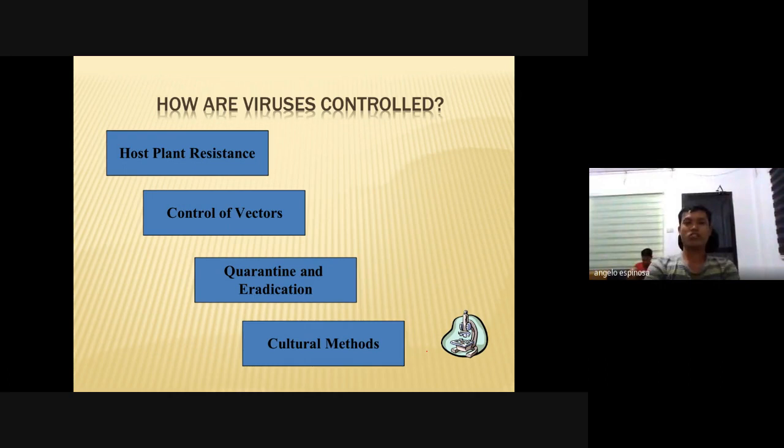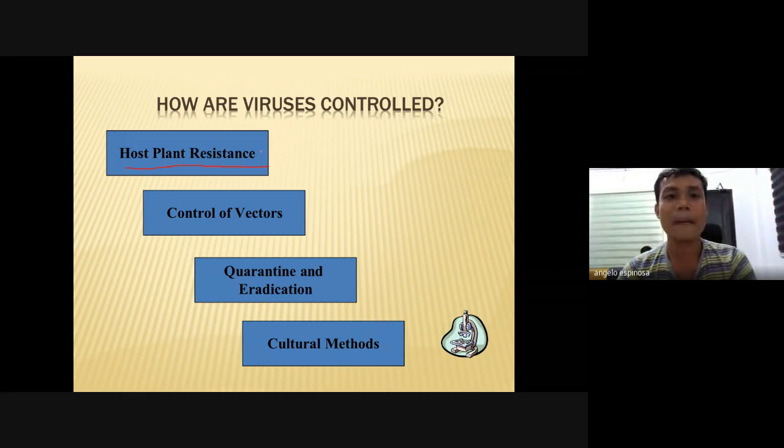O, yan. As an agriculturist, di ba sabi ko sa inyo, I always promote organic farming or organic recommendation. Pero pag virus na, huwag na magpa-organic-organic. No, directly inorganic. Kasi pag virus ang pinag-usapan, mahirap na kasi it's rapid, madali siyang dumami. Okay? So, pag nalaman mo na there is already a host plant resistance, dapat kinokontrol mo na siya agad. Okay? Mag-control ka ng gagamitin. Okay?